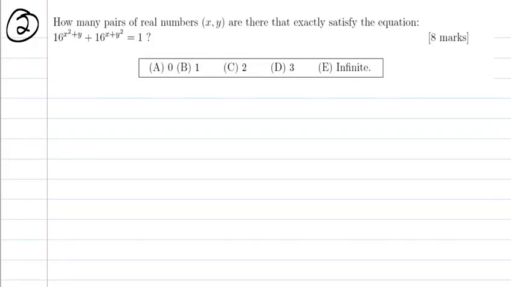Alright, this is the problem. So how many pairs of real numbers? So x could be positive, x could be negative, or x could be 0. y could be positive, y could be negative, or y could be 0. Are they exactly satisfying this equation?